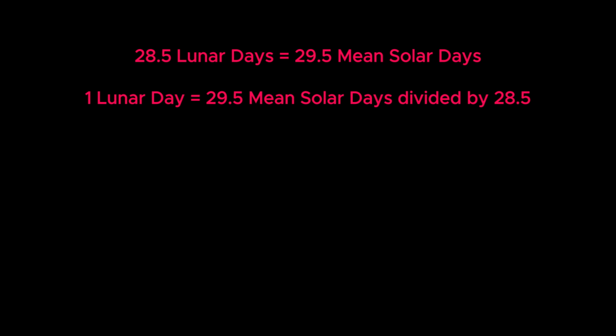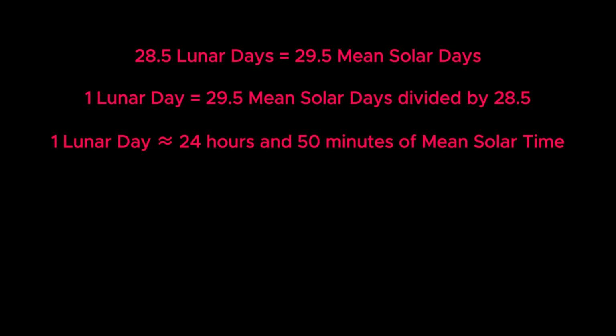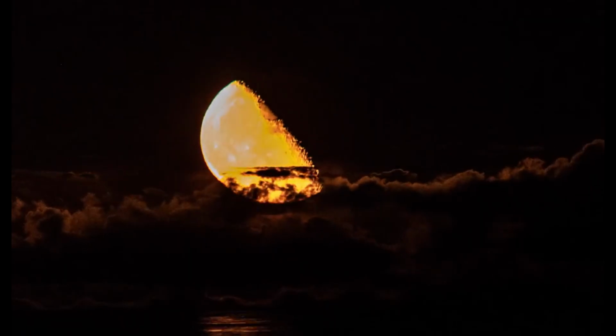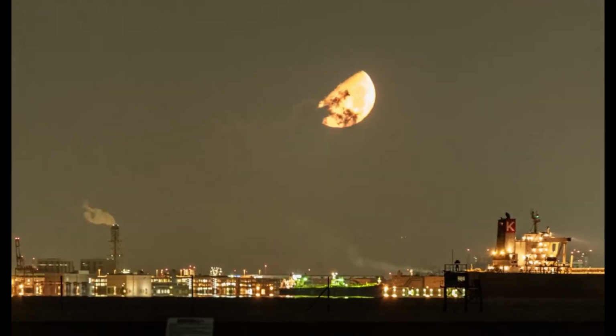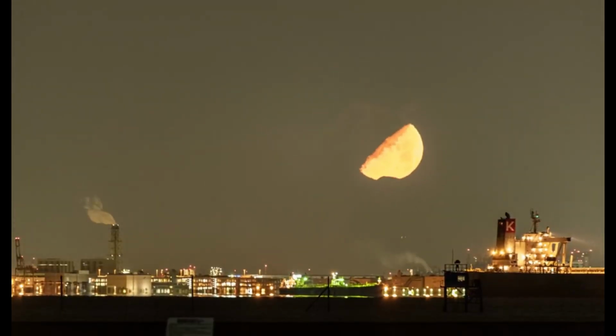Therefore, one lunar day equals 29.5 mean solar days divided by 28.5, and one lunar day is approximately equal to 24 hours and 50 minutes of mean solar time. This extended lunar day explains why we observe the moon rising and setting approximately 50 minutes later each day, on average.